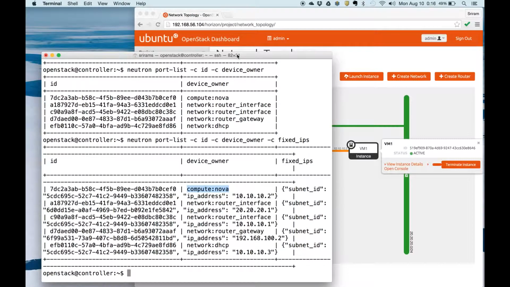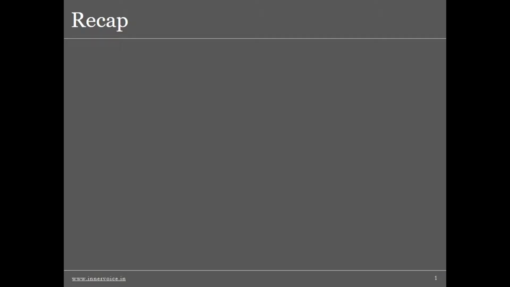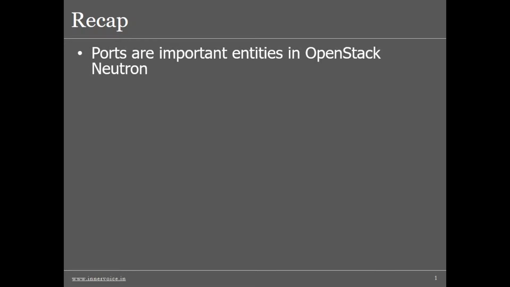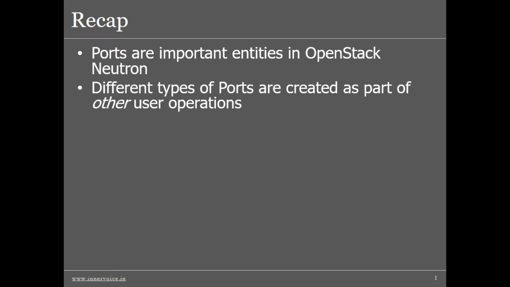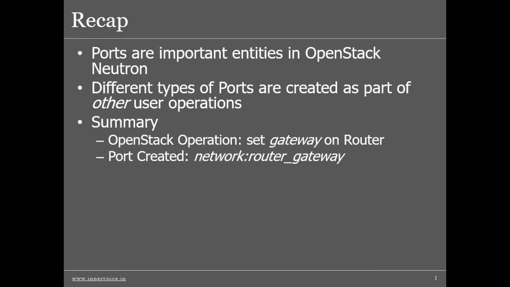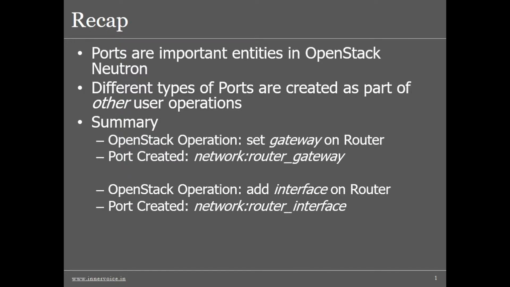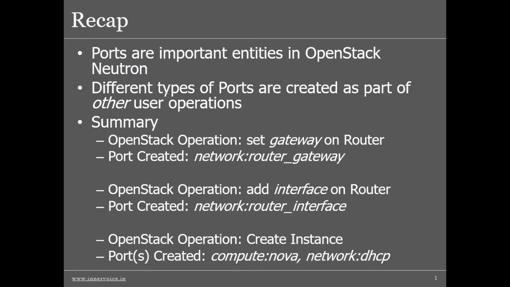So with that, we come to the end of this demo. Let's do a quick recap of what we saw in this video. We saw that ports are important entities in OpenStack Neutron, and different types of ports are created as part of different user operations. For example, when a set gateway is performed on a router, the port type created is network:router_gateway. And when an add interface of a subnet is done on a router, the port type is network:router_interface. And when an instance or a virtual machine is created, actually there are two types of ports created. One is for the compute Nova, which represents the virtual network interface for the VM, and a DHCP port represented by network:DHCP. Thank you.